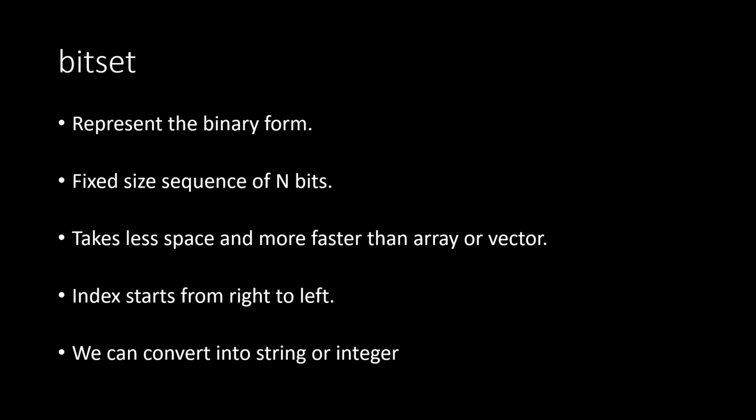You can see that in Boolean values also we can store the binary values, but Bitset is faster than the Boolean or normal vector. And the index starts from right to left rather than left to right, because in binary representation we calculate the first bit from the right. That's the reason the Bitset index also starts from right to left. And we can convert the Bitset into other forms like string or integer. So these are the main points in Bitset.